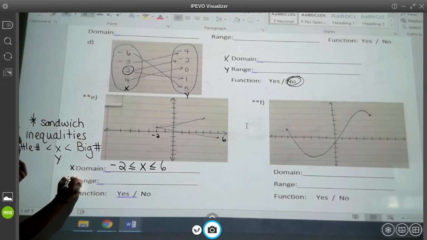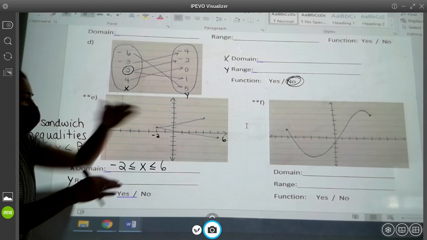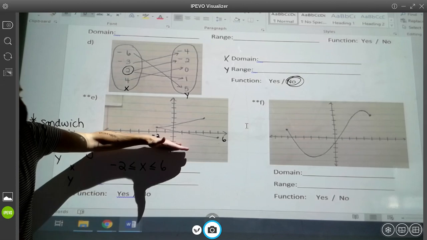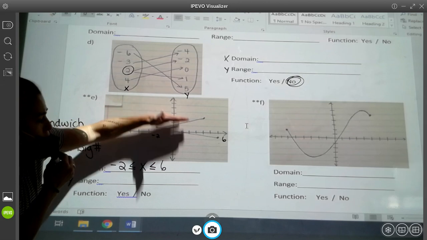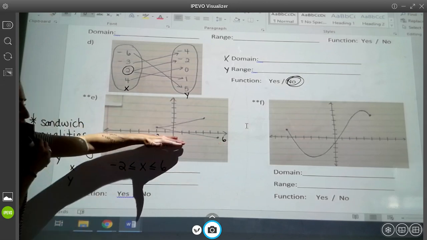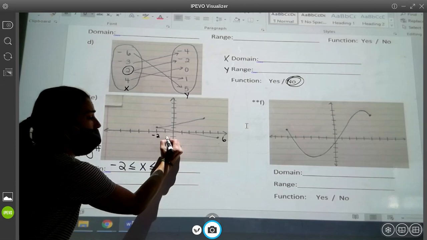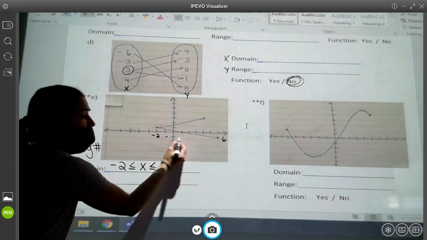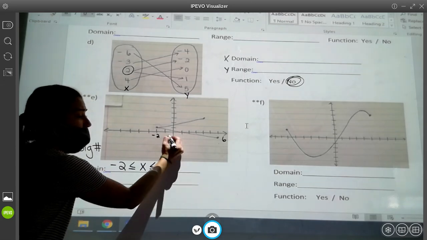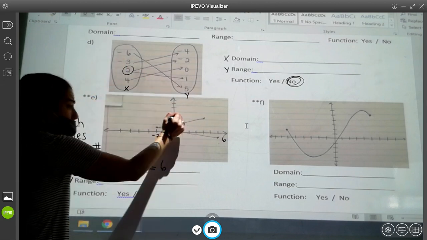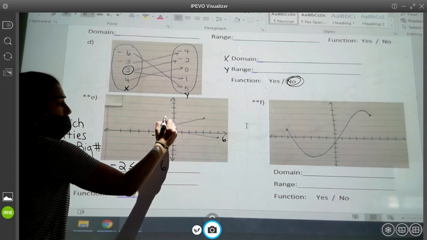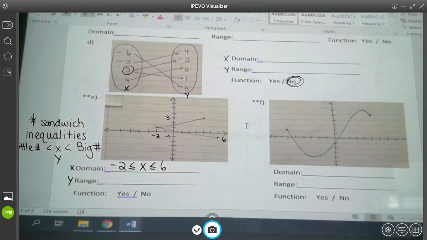All right, now we go to the range. The range are our y values. Y's move up and down. So now you want to find the lowest spot the graph ever went to, up to the highest spot the graph ever went to. So guys, what's the lowest number this graph ever went to? That's a y value, that is? -1. And then all the way up to, what's the highest y value it ever reached? 3. So now your range is any number in between -1 and 3.